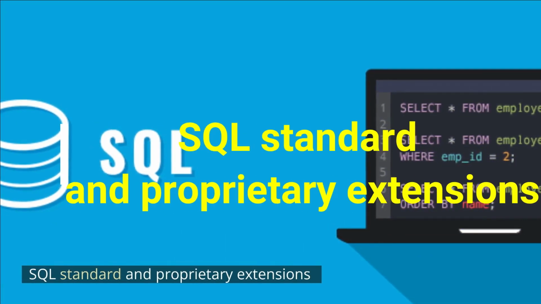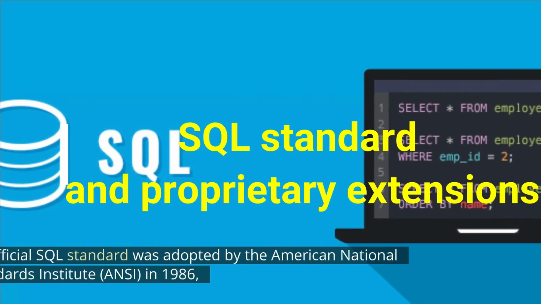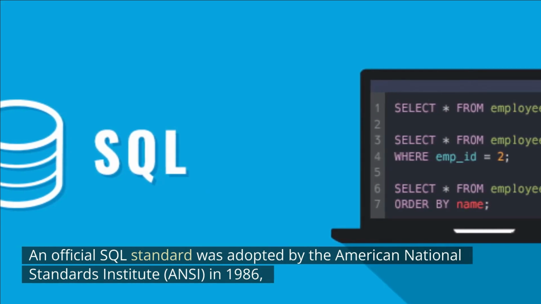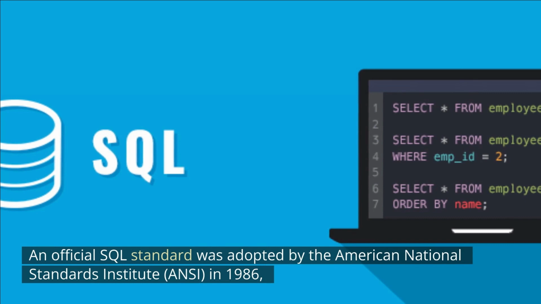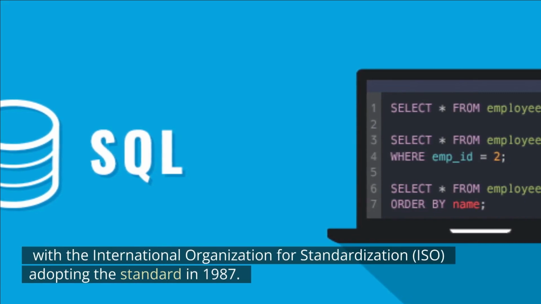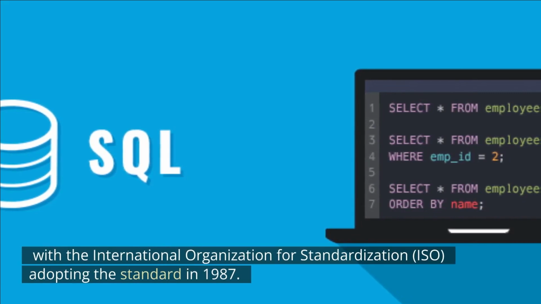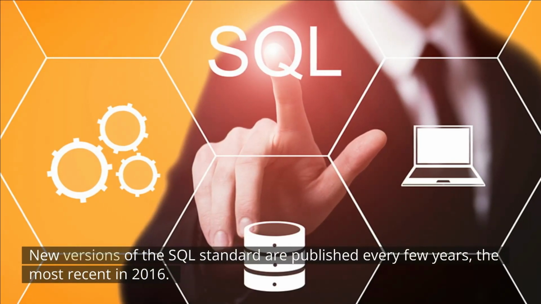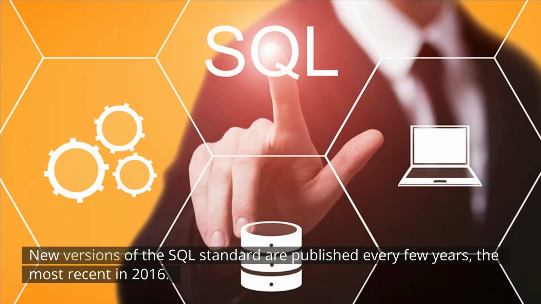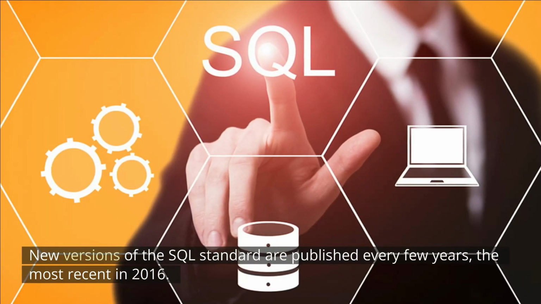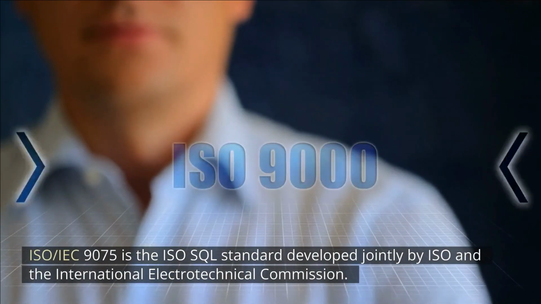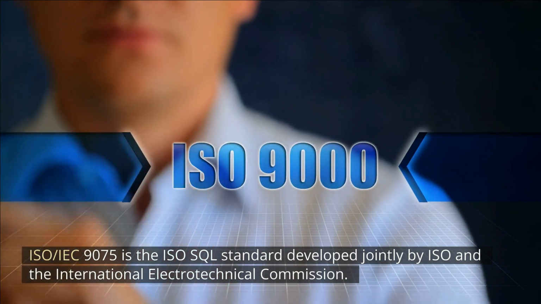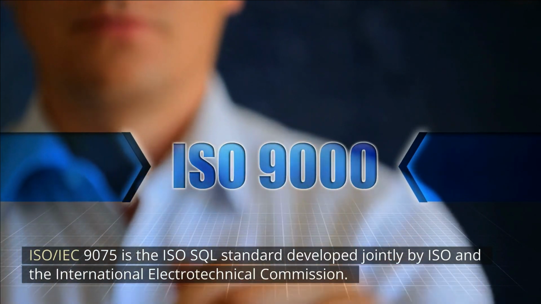SQL standard and proprietary extensions. An official SQL standard was adopted by the American National Standards Institute (ANSI) in 1986, with the International Organization for Standardization (ISO) adopting the standard in 1987. New versions of the SQL standard are published every few years, the most recent in 2016. ISO/IEC 9075 is the ISO SQL standard developed jointly by ISO and the International Electrotechnical Commission.